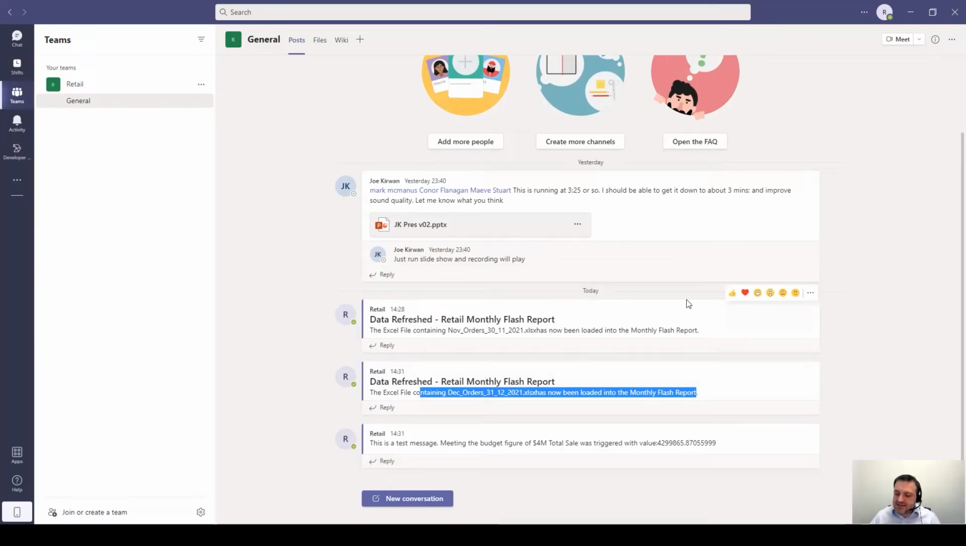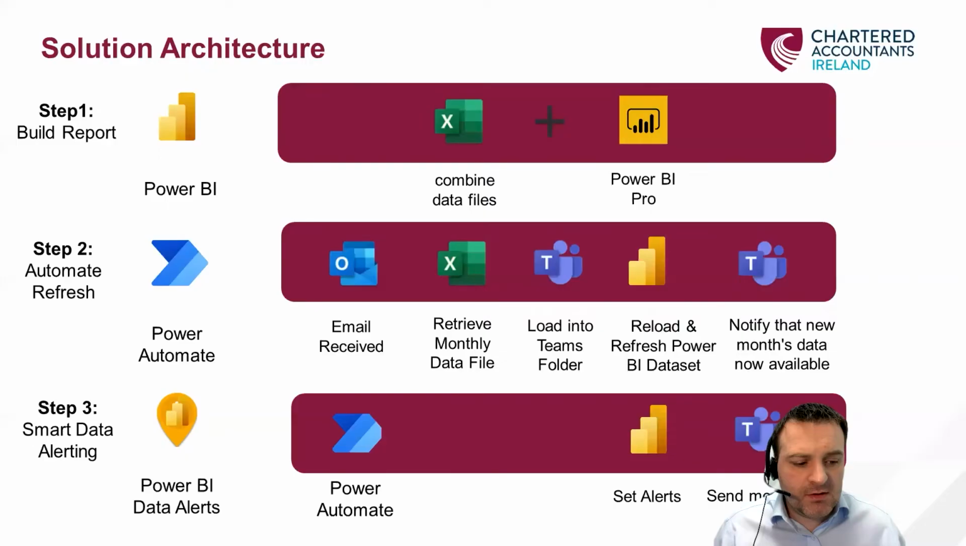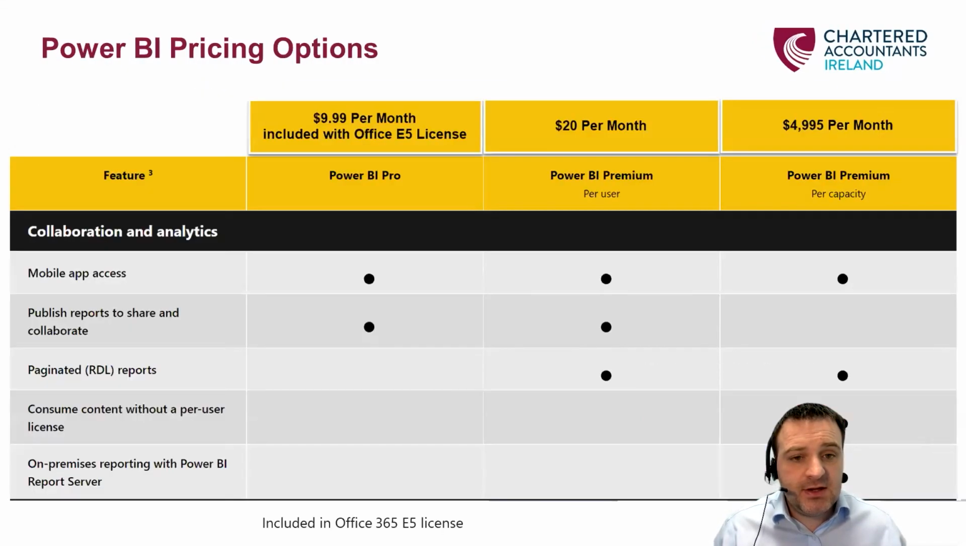So I'm going to pop back to the slides now, and I'm going to cover off what we've learned from this and a bit more about the pricing of the Office 365 platform, the Power Automate platform. So in the demo, we covered the build report, the automated refresh, and the smart data alerting. Now, a bit about the pricing of these applications.